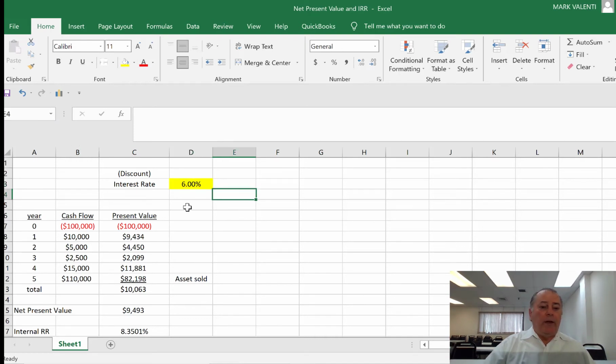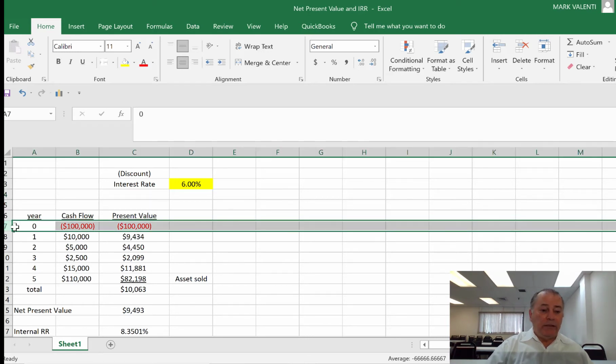So we've got the discount rate, or the rate of return for the net present value, of 6%. And let's say I have an investment of $100,000. So that's cash flow out at the beginning of $100,000. And you see that on line 7.